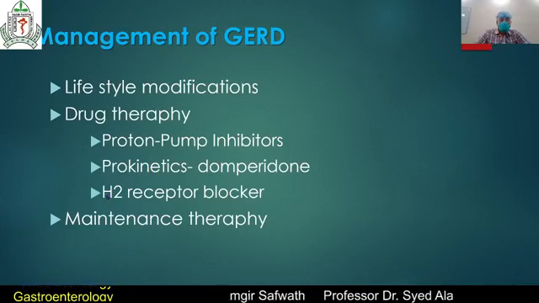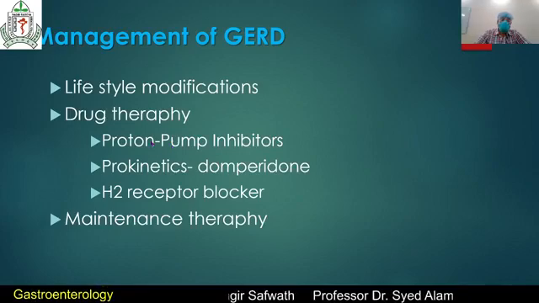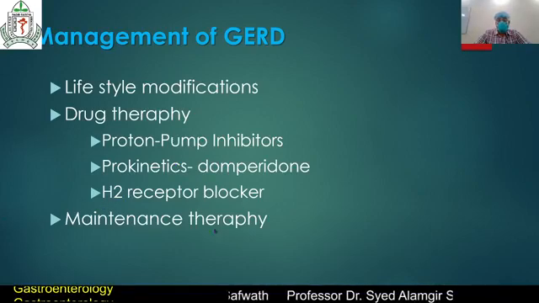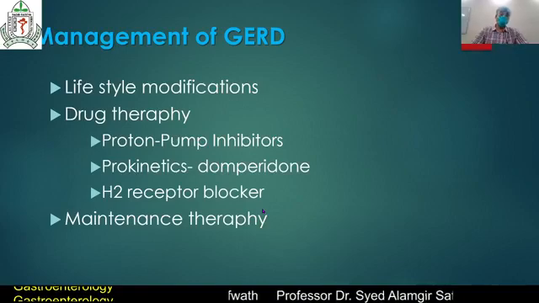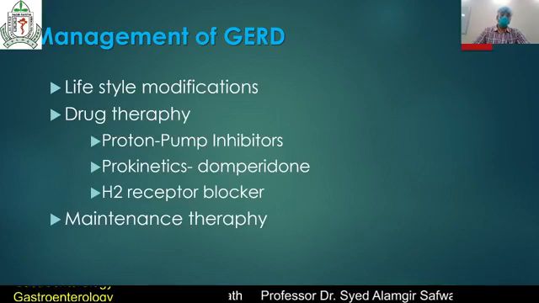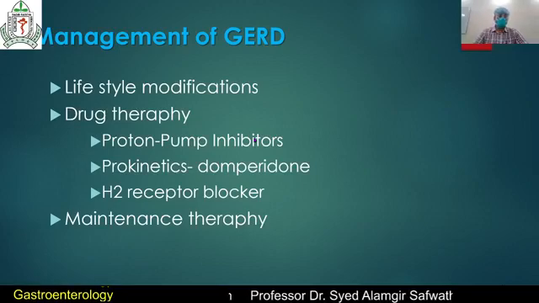And you can also give H2 receptor blocker in exchange of proton pump inhibitor, but proton pump inhibitor is the drug of choice rather than H2 receptor blocker because it is more potent in inhibiting acid production. And you have to give a maintenance therapy as well for some patients who used to develop recurrent symptoms due to reflux disease. You have to give a maintenance therapy with proton pump inhibitor to keep the acid production at a lower level.